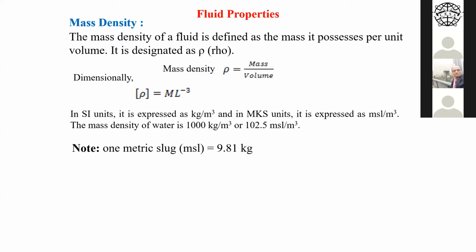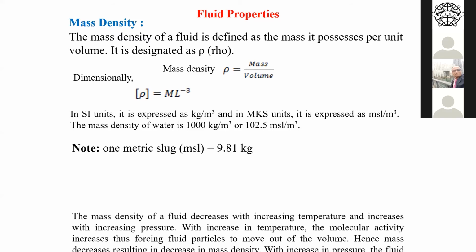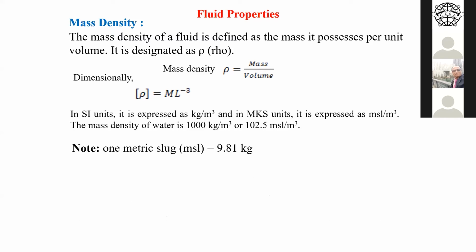In problems and all, you should know the standard value of mass density of water. Now, how does mass density vary? This is a very important question, generally asked in the objective types or multiple choice questions. How will the mass density vary with increasing temperature and increasing pressure? Suppose you take a particular volume. It consists of a lot of fluid molecules. What happens when you try to increase the temperature?